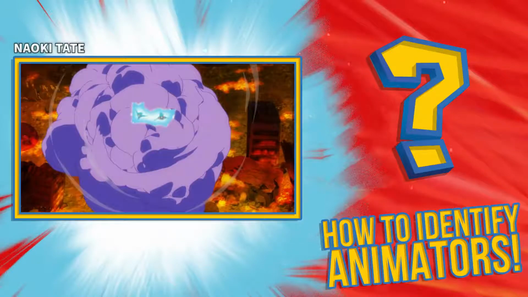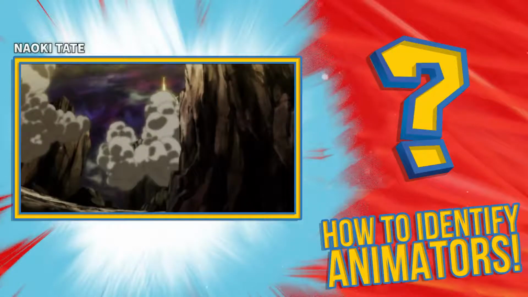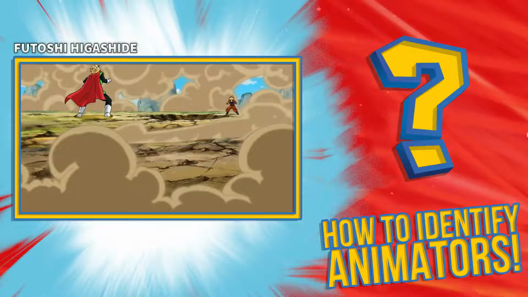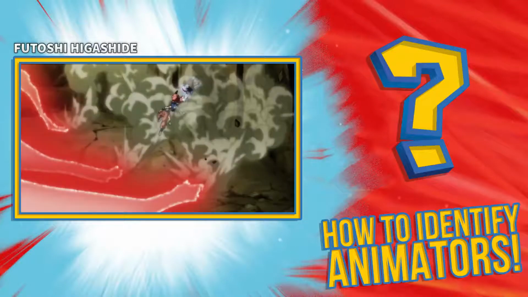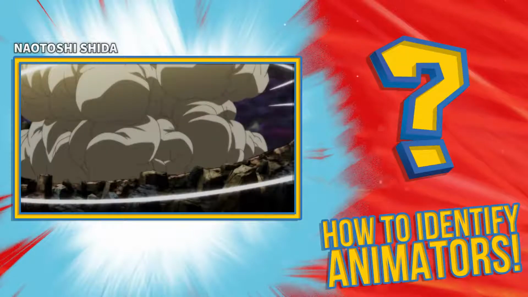For example, Naoki Tate, again, his smoke is chunky, heavily layered, with large circular shadows that sit on the edges of the plumes. Futoshi Higashide's is much more cartoony, with very bold, round shapes that are generally edgelit. Naotoshi Shida's is probably one of the most distinctive out there. It's incredibly angular and features very unique shading.